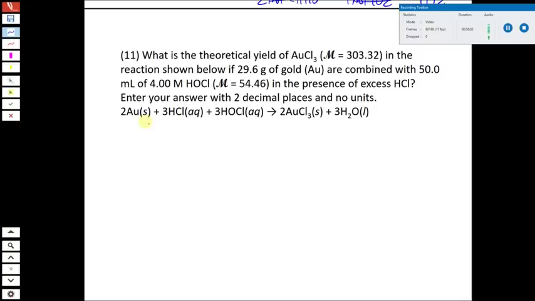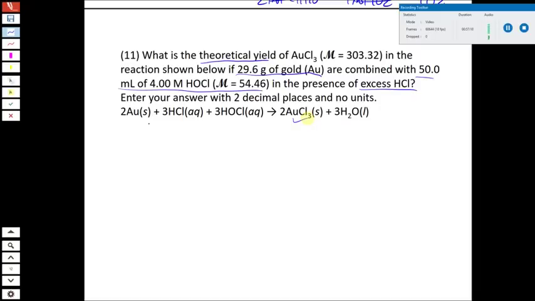Here we gave you the balanced equation, so that'll save us a little bit of time. So we have gold 3 chloride. We're looking for the amount of that's formed, the theoretical yield, which means the amount that could form. If we have 29.6 grams of gold, we have 50 milliliters of 4 molar HOCl, this reactant here, and excess HCl. So we want to know how much of this product can form here.